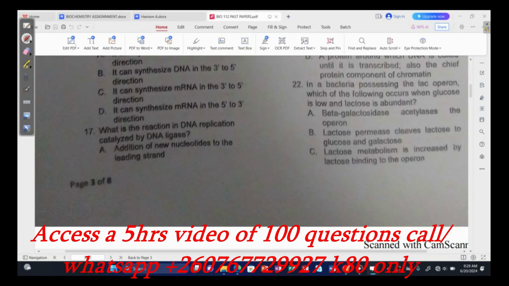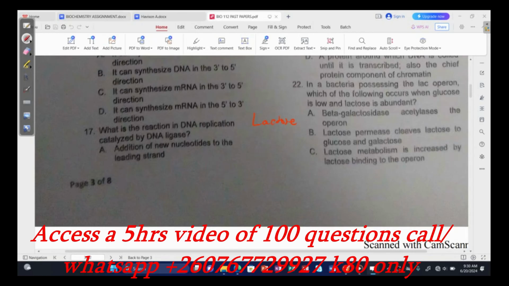So in this case, the question is saying you have abundance of lactose and low levels of glucose. What will happen in that case? So the lac operon is going to be expressed, or it's going to be on. A is saying the beta-galactosidase acetylates the operon. So in the presence of lactose, beta-galactosidase does not acetylate the lac operon. What beta-galactosidase does in the presence of lactose is that it breaks down or cleaves lactose into its simplest sugars, that is glucose and galactose.